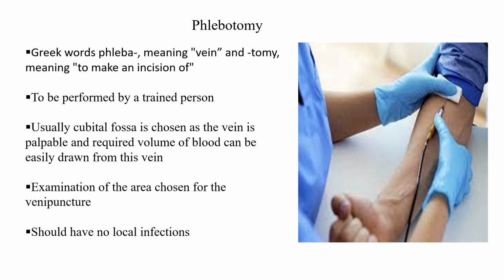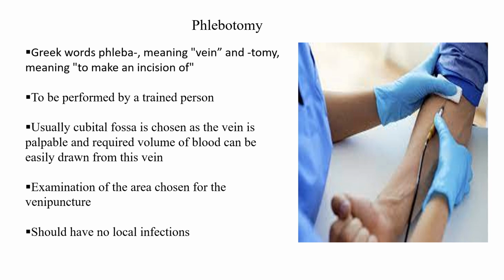Now, how do we do the phlebotomy? The term phlebotomy has two words: phleba means the vein and tomy means to make the incision. It should be performed by a trained person. Usually the cubital fossa is chosen as the vein is palpable and it provides the volume of blood that can be easily drawn from this vein.